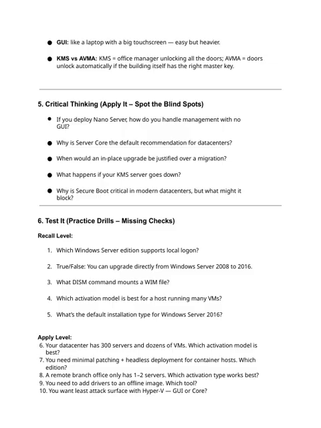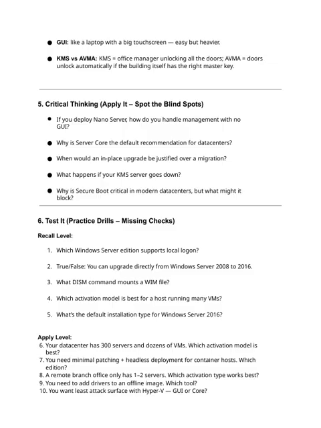Which DISM command mounts a WIM file? It's the mountimage command, which prepares offline images for servicing. Which activation model is best for a host running many VMs? The key management service, since it simplifies activation across multiple virtual machines. And what's the default installation type for Windows Server 2016? It's Server Core, emphasizing minimal footprint and security.